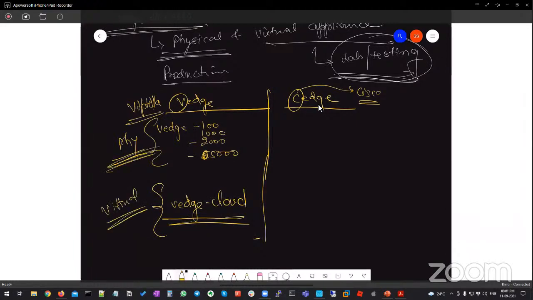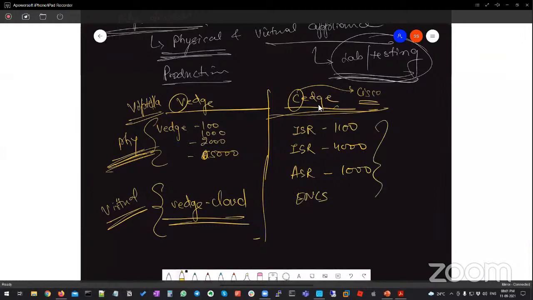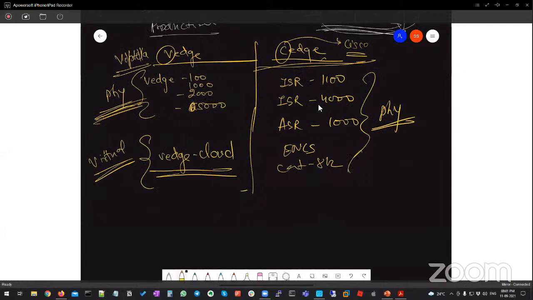So here in SD-WAN, your edge is not going to work unless you take the license from Cisco. Then for C-Edge, you have the ISR 1100 series, ISR 4000 series, and ASR 1000 series. Okay, and then ENCS is also a series, which are your physical ones. And right now in Cat 8K also there is a new series which is going to provide the support. And your virtual is going to be CSR 1000V, which is a virtual Cisco router that is going to support your SD-WAN.